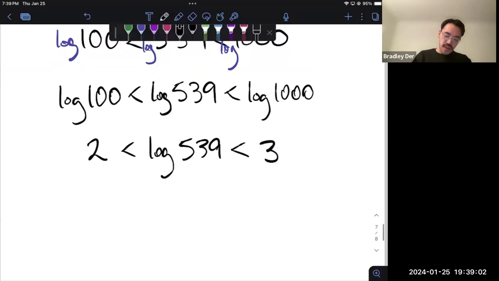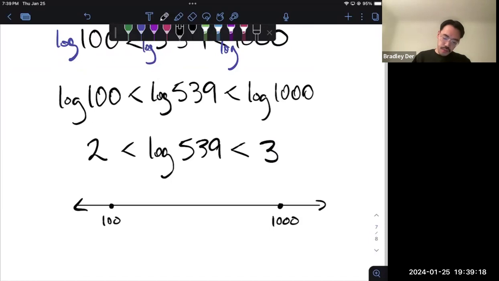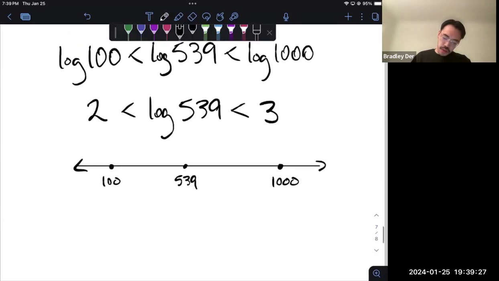It may be worthwhile to think about the difference between 100 and 1000 and where 539 falls in that difference. As a metaphor, I'll throw down a number line. Let's say that this is 100 and this is 1000. 539 is probably about in the middle of that, so say 539 here.